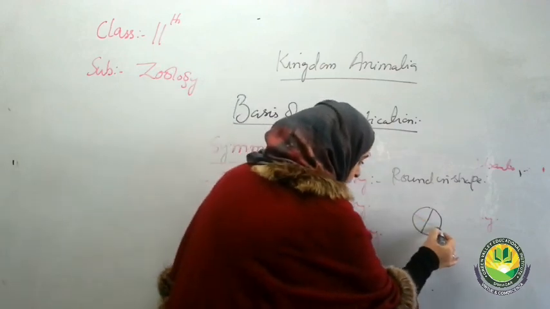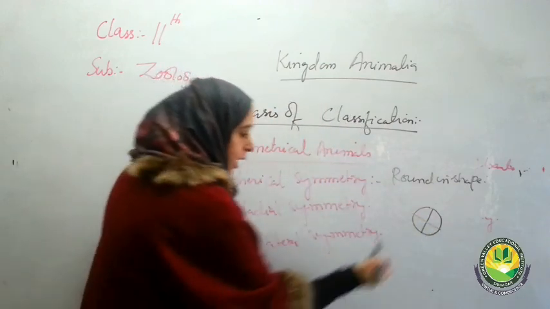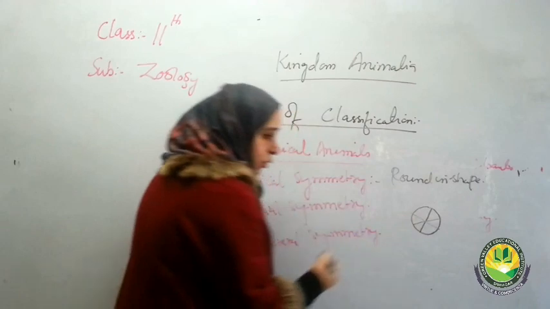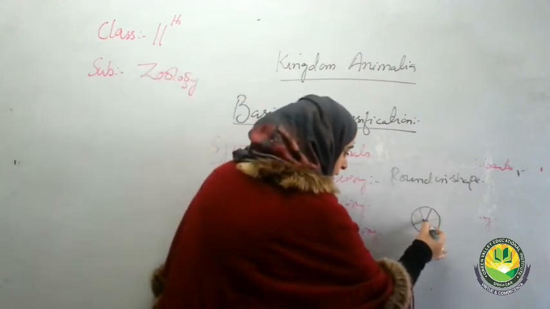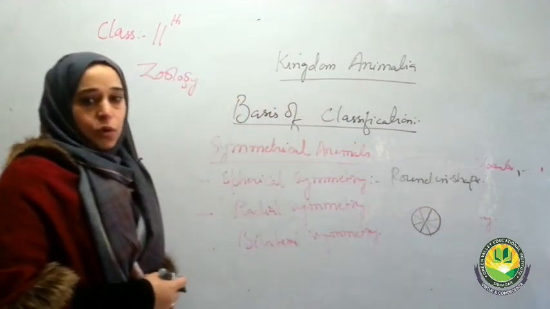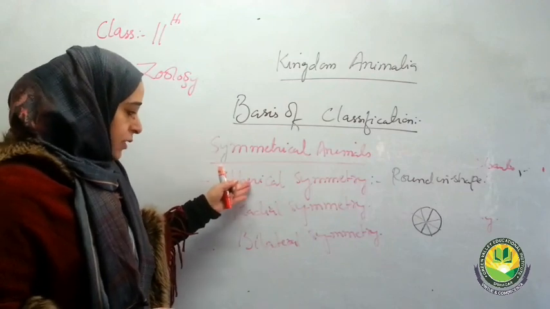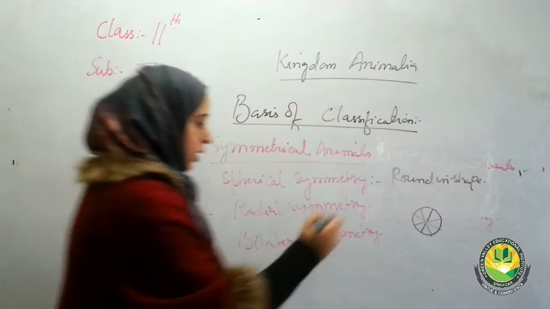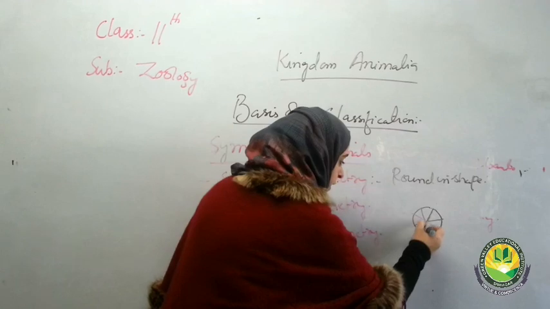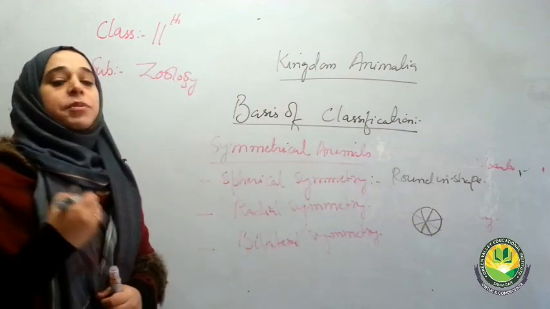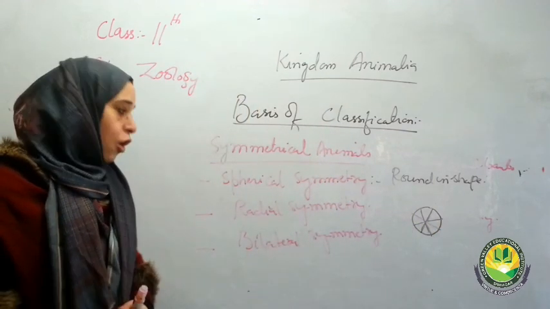If I am trying to divide it in this plane, it will be divided into two equal halves. अगर मैं यहाँ से divide करना चाहूँ तब भी दो equal हिस्से होंगे. That means यहाँ पे shape ऐसी होती है कि center से होकर किसी भी plane से अगर मैं divide करना चाहूँ तो the animal will be divided into the two equal halves.